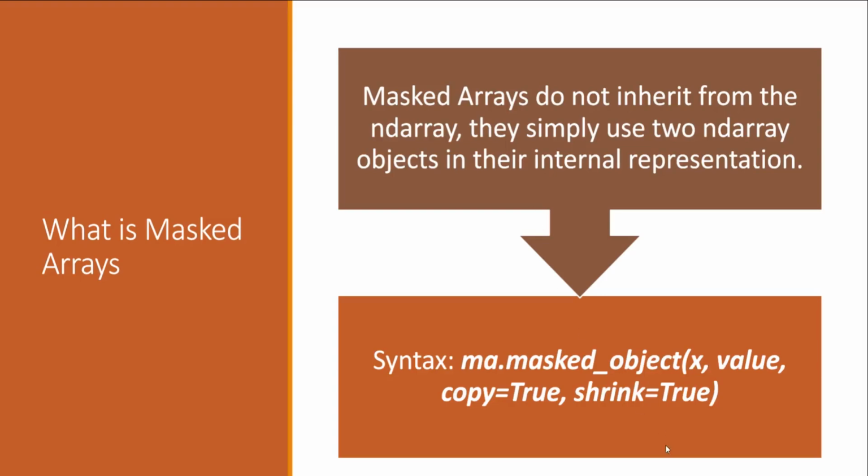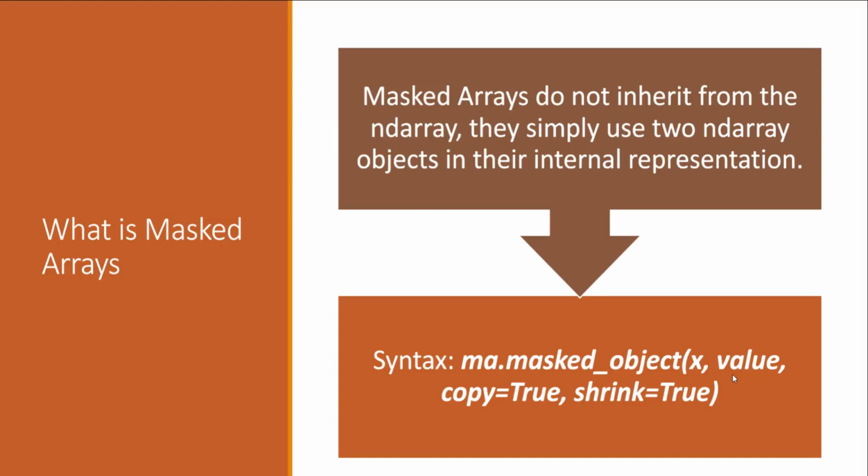So here is the syntax of the numpy.ma.masked_object function, and within this function there are mainly three parameters. The first parameter specifies the input array that needs to be masked, and the second parameter is value, which specifies the value that we want to compare with the input array. The next parameter is copy. By default it takes the value True, and it is a boolean value that represents whether a copy of the input array should be returned or not.